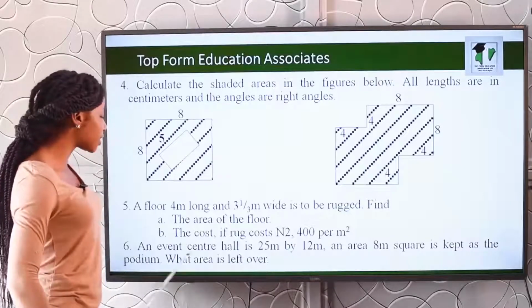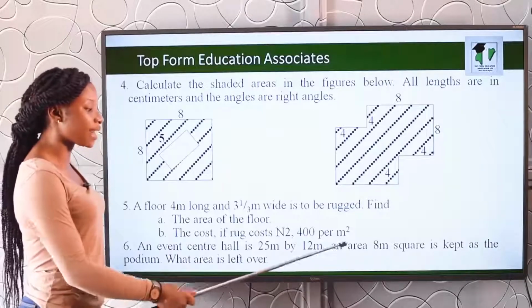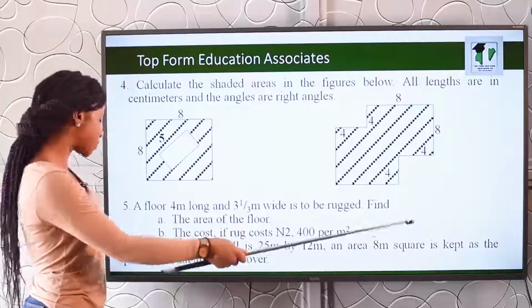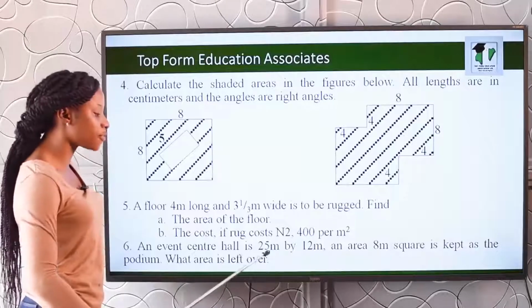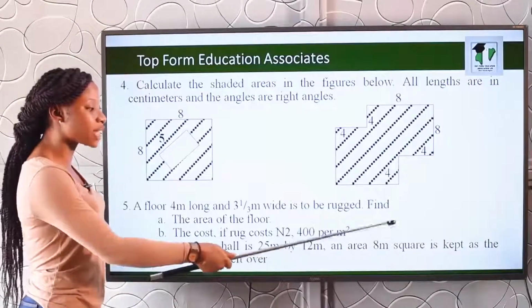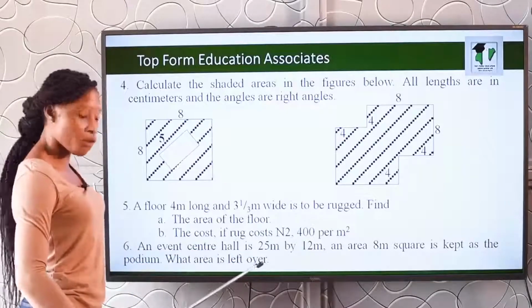Number 6, an event center hall is 25 meter by 12 meters. An area of 8 meters square is kept as a podium. What is the left over?